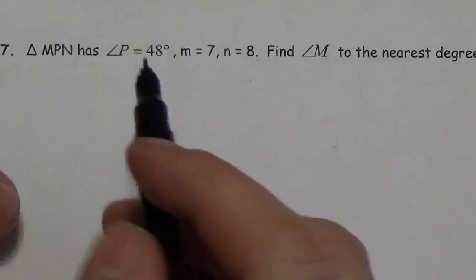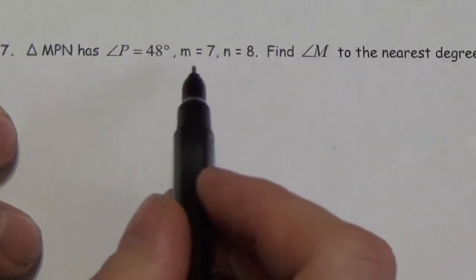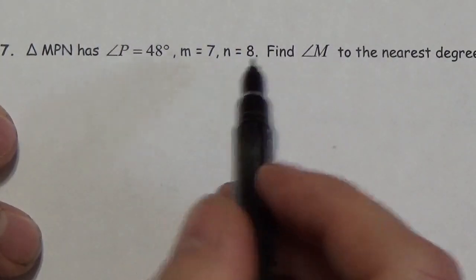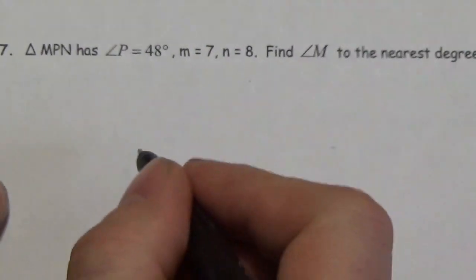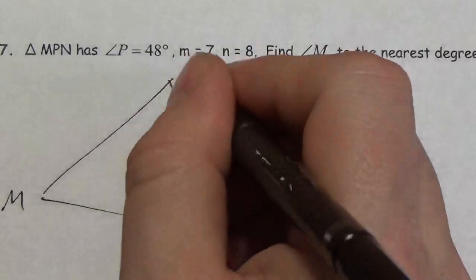All right, so in this question here it says triangle MPN has the angle P equal to 48 degrees, little m is 7, little n is 8. Find angle M. Okay, let's draw this one out. So this is going to be MPN.